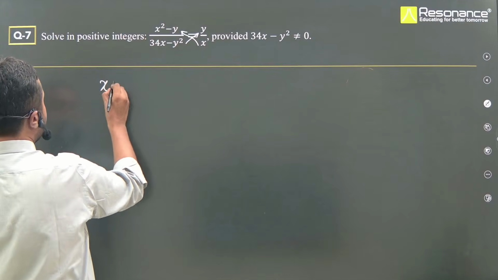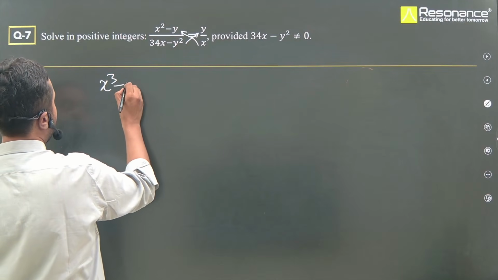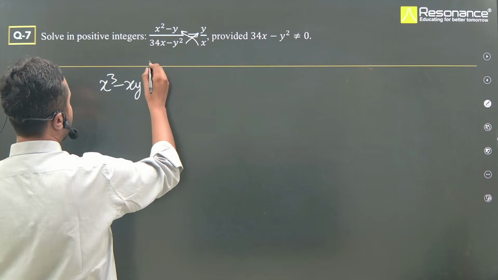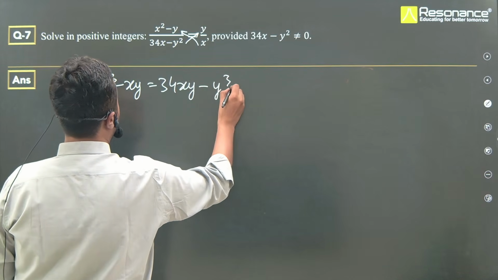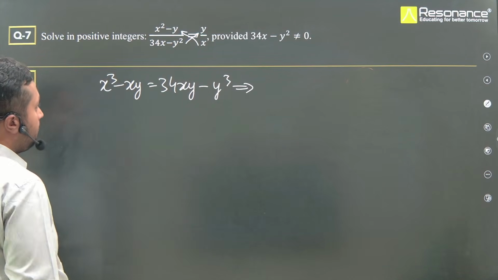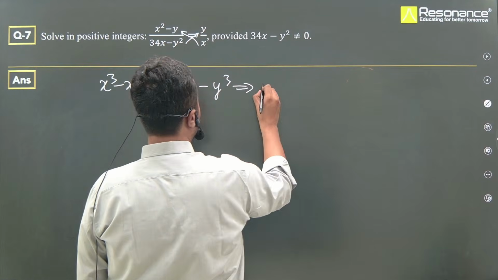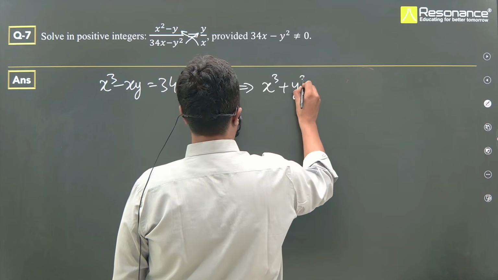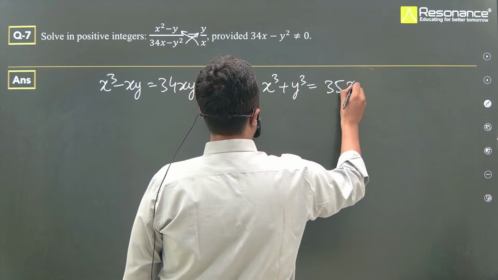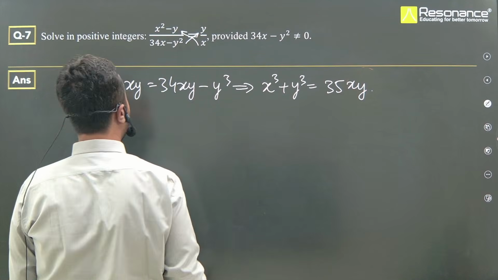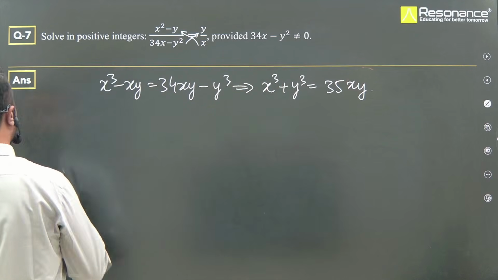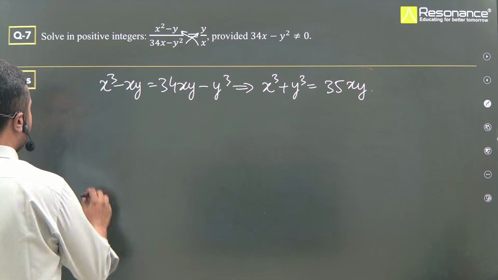Okay. So first things first, you send that there, you send this here. What happens? You get x cube minus xy is equal to 34xy minus y cube, meaning bring the y cube term to this side. You get x cube plus y cube is equal to 35xy. Right? So that's really the same as that. Fine, you also need to check that condition, but that's that.